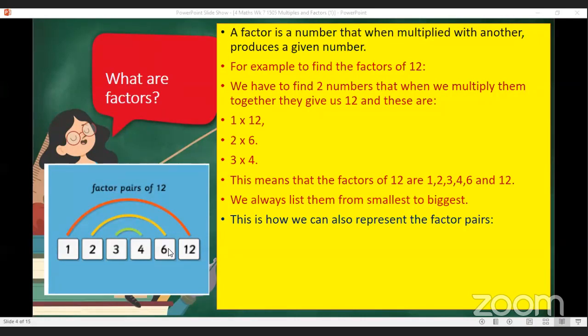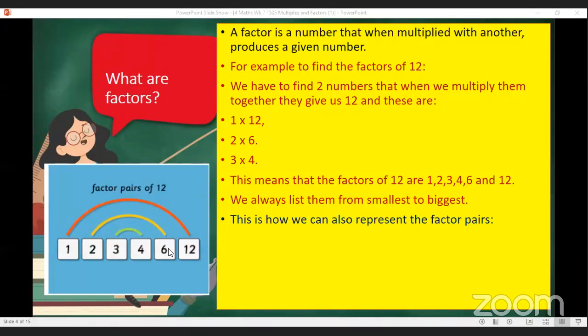Which number do we multiply with 3 to get 12? Or you can count in that number and see if you can reach the number that you are looking for. So then we'll say 3, 6, 9, 12, and then we have counted 4 times, so this means that 3 times 4 gives us 12.